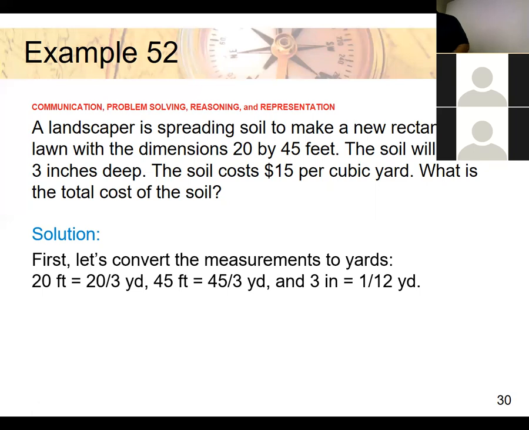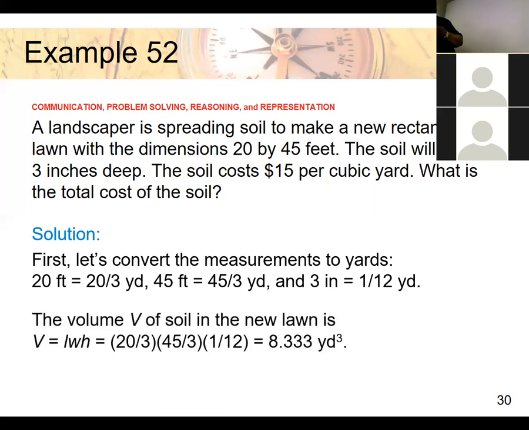So now, to find the volume is this: length times the width times the height. That length is 20 over 3 yards times the width of 45 over 3 yards times 1/12 yards. That's the height. Now, if you did this in the calculator, you'll get approximately 8.333 cubic yards.